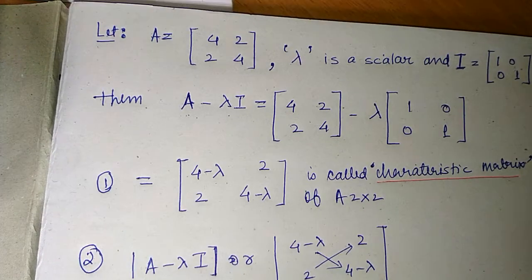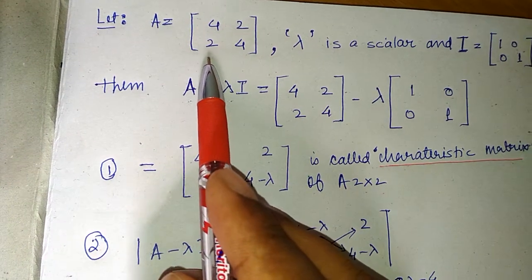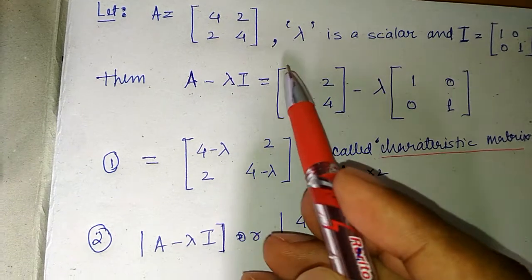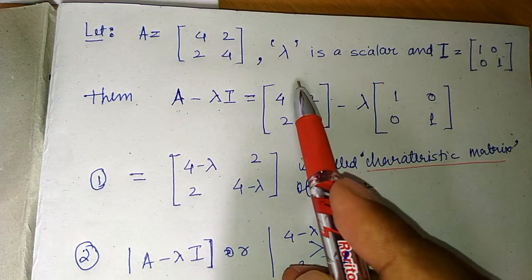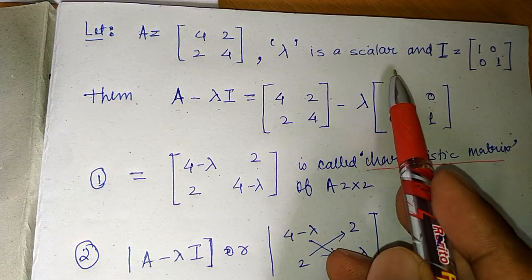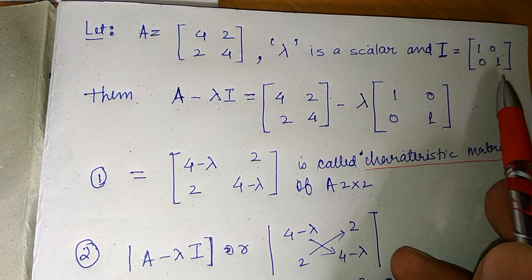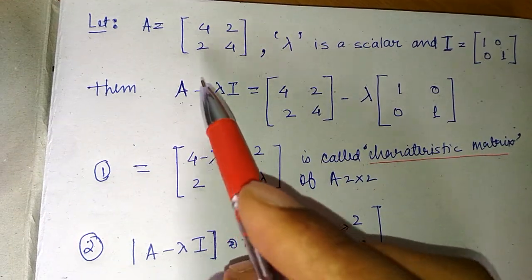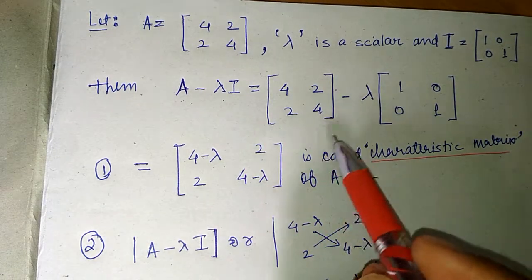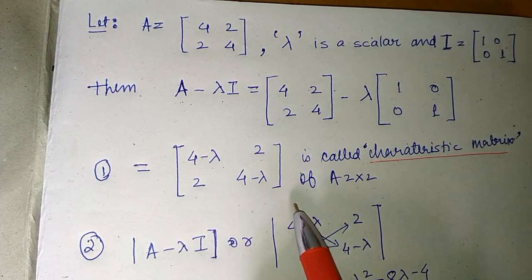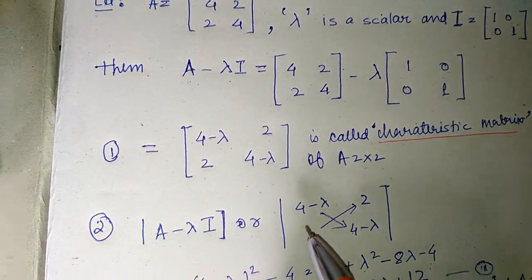As you can see, I have taken a matrix of order 2 by 2 with elements 4, 2, 2, 4, and lambda is a scalar. I is the identity matrix. Then we subtract the product of lambda and the identity matrix from the matrix, and we get a new matrix which is called the characteristic matrix of the given matrix A of 2 by 2.